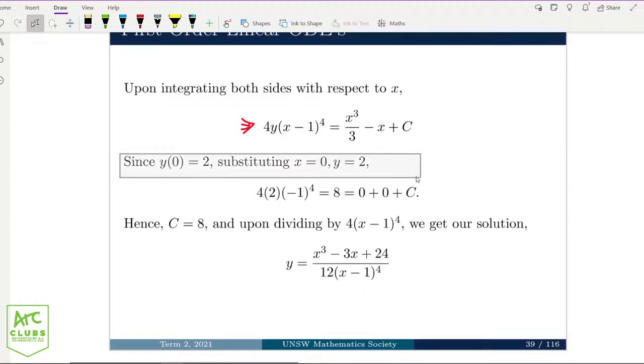So we actually have to substitute this initial condition back into the equation. y(0) is equal to 2, and then we get C is equal to 8, leaving us with a solution that's independent of any integration constant.